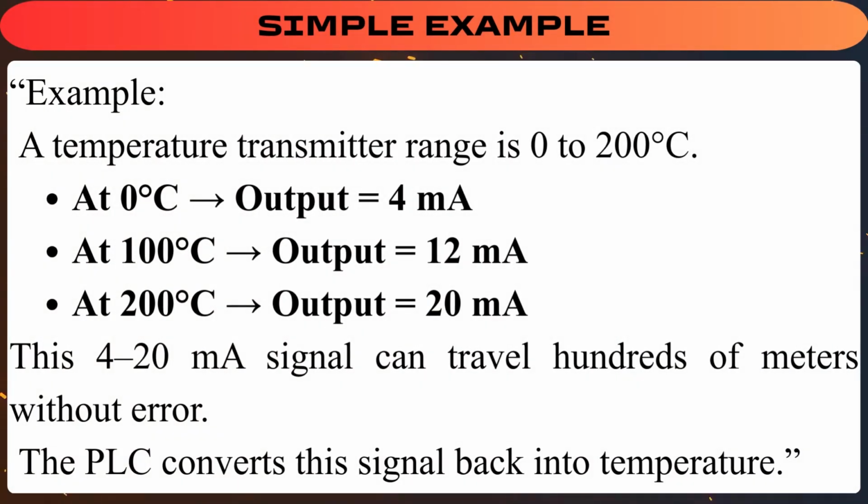Simple example. A temperature transmitter range is 0 to 200 degrees Celsius. At 0 degrees Celsius, output is equal to 4 milliampere. At 100 degrees Celsius, output is equal to 12 milliampere. At 200 degrees Celsius, output is equal to 20 milliampere. This 4 to 20 milliampere signal can travel hundreds of meters without error. The PLC converts this signal back into temperature.